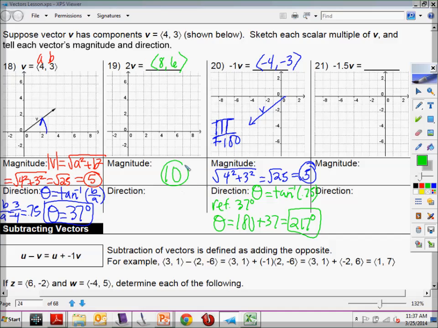And what's my direction? 37. So even though my vector got longer, did it change the direction of it? No. Perfect. Moving on. All right, what do we get for 21?